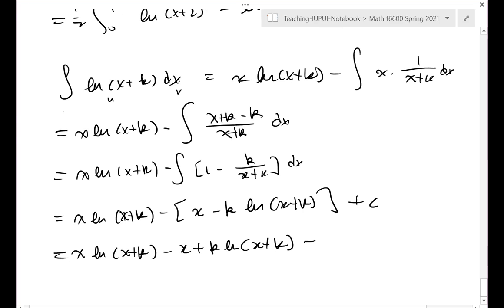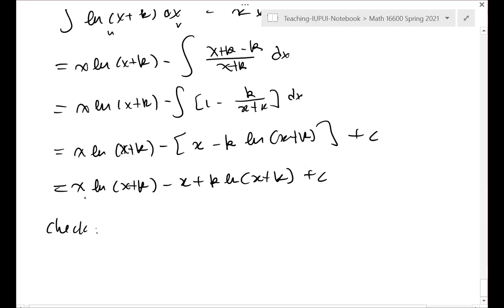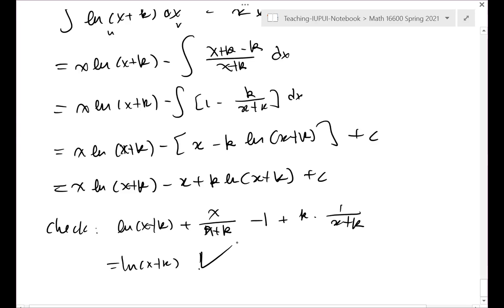When you differentiate, I'm going to check. I'm going to differentiate with respect to x, again, natural log of x plus k. Then I differentiate the second term, minus k over x plus k. Add them together, and I get just natural log of x plus k. It's great. So this is the correct antiderivative.